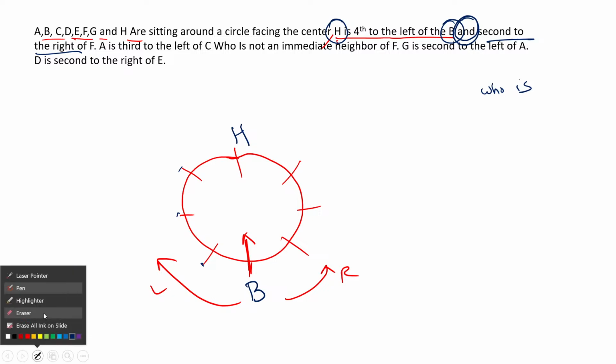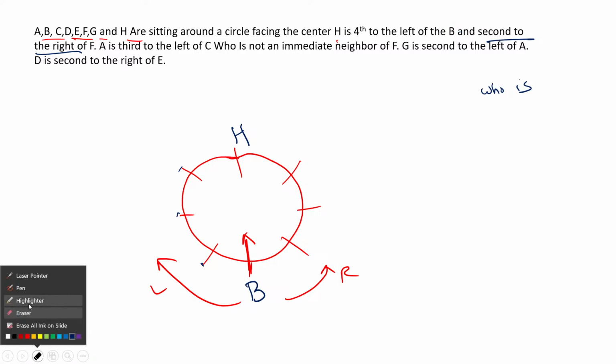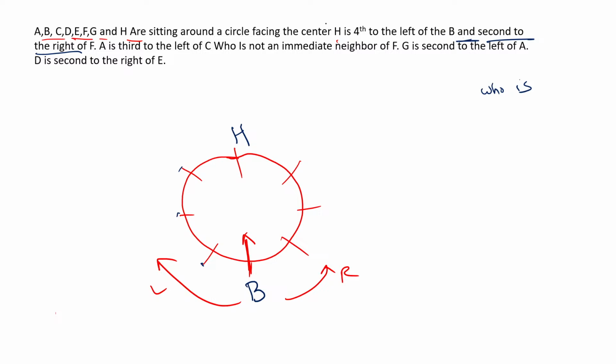Now remember one thing: when you are linking two statements, if you are linking the statement with "who", you always have to take the second person in the previous statement. Similarly, when you are linking the statements with "and", you have to take the first person in the previous statement, that is H. I am repeating once again: when you are seeing the word "who", you have to take the second person in the previous statement. When you are seeing the word "and", you have to take the first person in the previous statement.